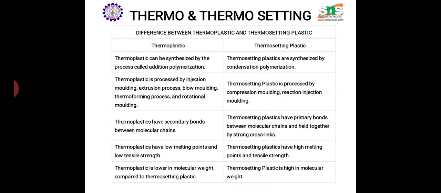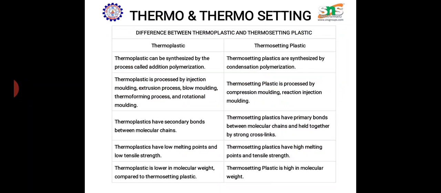Thermoplastics have secondary bonds between the molecular chains. The bonds are not very strong. But thermosetting has primary bonds. They have an interlinked, strong, cross-linked polymeric network, which makes it very strong and brittle.